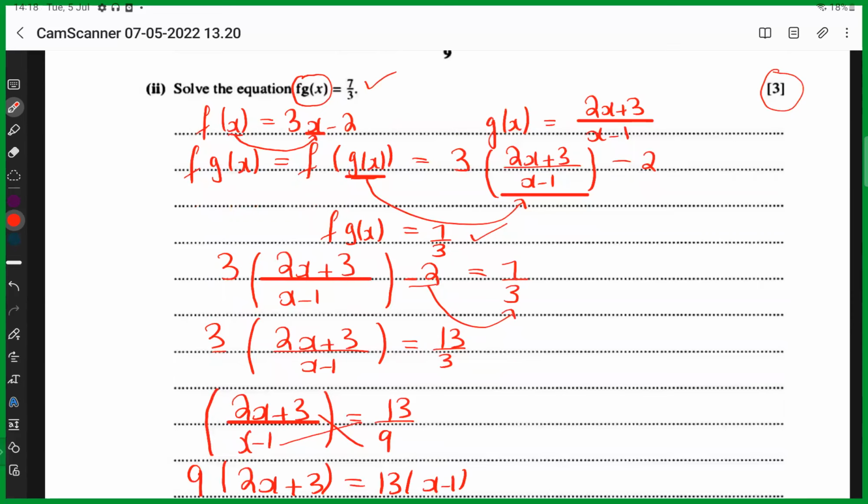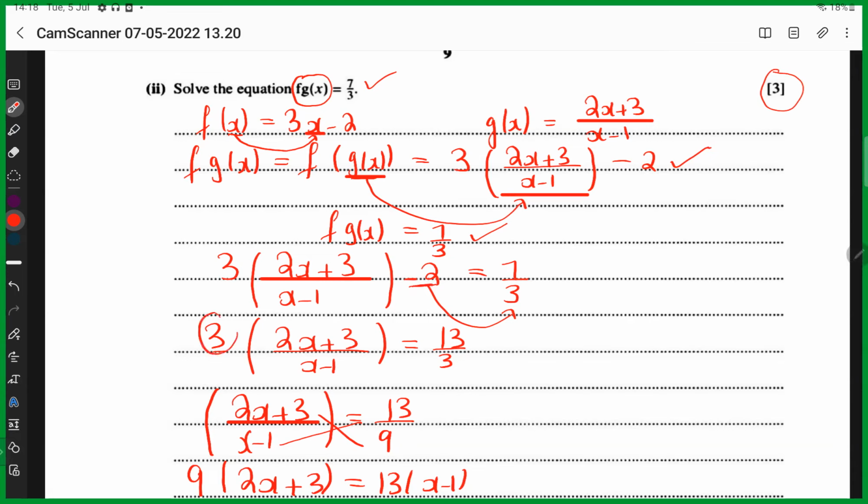Okay. I'll explain it again. Don't worry. So the condition that was given was f of g of x equals 7 by 3. In the first part of the question, we have done this. And here we have basically just worked on finding out the composite function f of g of x. So f of g of x turned out to be this: 3 into (2x plus 3) divided by (x minus 1), minus 2, and this was equal to 7 by 3. Then I've just taken this 2 on the other side. So 7 by 3 plus 2 would give you 13 by 3. I've just done that directly.